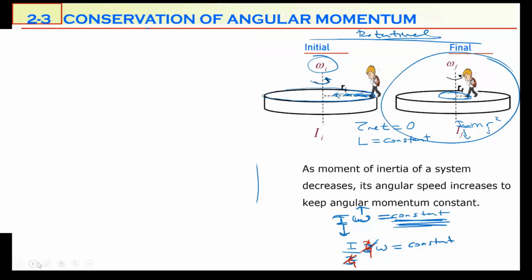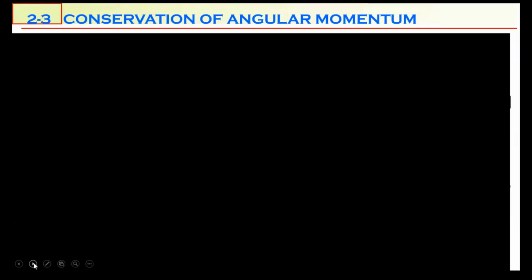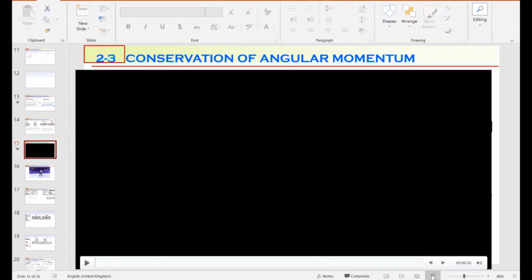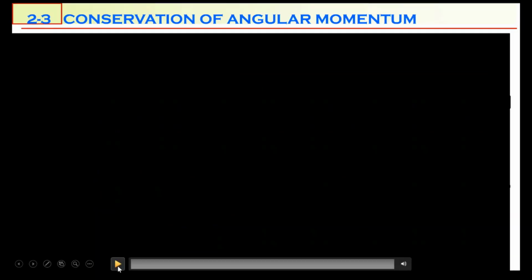Okay, now you will see a movie about that. After that, let's talk about it. Let me take your question. This is a good movie. How moment of inertia causes a change in angular speed according to conservation of angular momentum. It is a very good example of how changing moment of inertia changes the angular speed of an object.